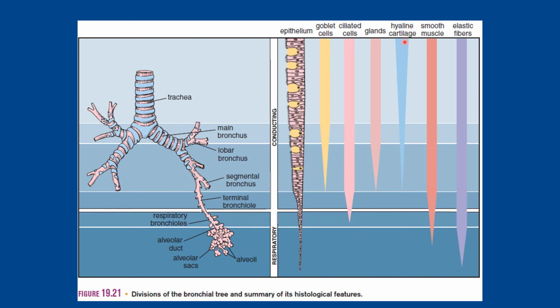The cartilage is there up to the terminal bronchus. Cartilage is absent in the bronchiole. Smooth muscles are present all throughout up to the bronchiole. It becomes very thin in the respiratory bronchiole and it is absent in the alveoli. Elastic fibers are present all throughout.